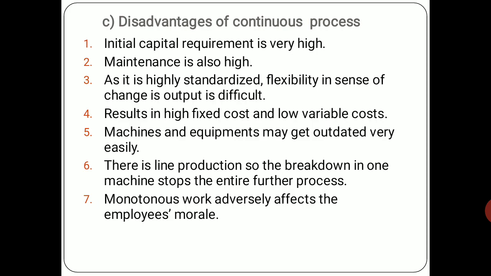There is a line production, so breakdown we have already studied. Breakdown in one machine may lead to the interruption of the whole process there, right? Because it is monotonous in nature. Monotonous means the same work goes on, the same production goes on. It affects the employees' morale at some point of time, because there is no creativity, there is no flexibility. It goes on mechanically, and so what happens is at times it may affect adversely the employees' morale, right? They don't feel anything new every day to come for in the production, and that is why it may affect the morale adversely at times.